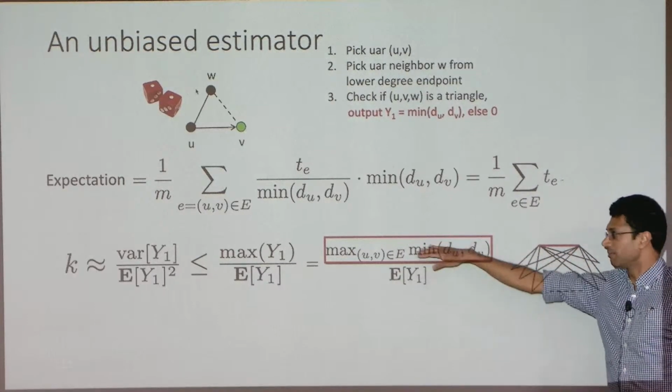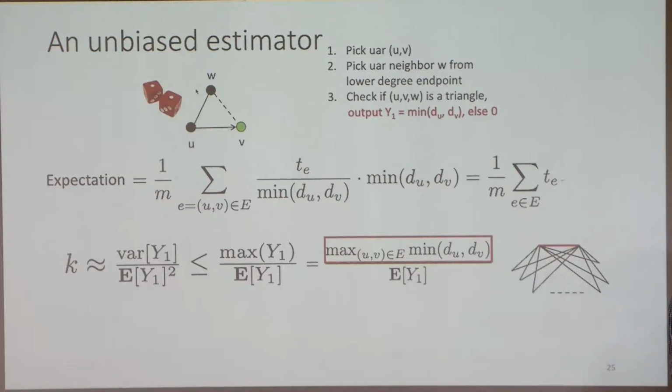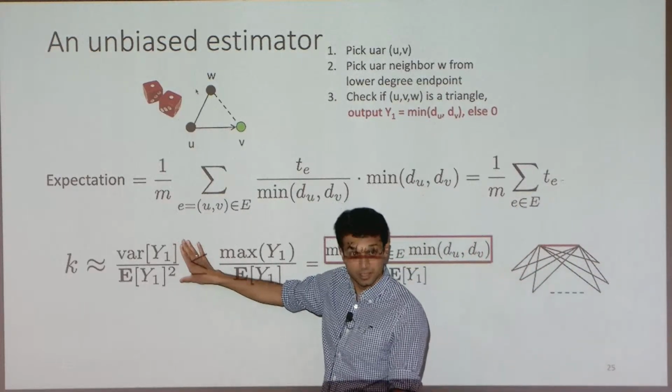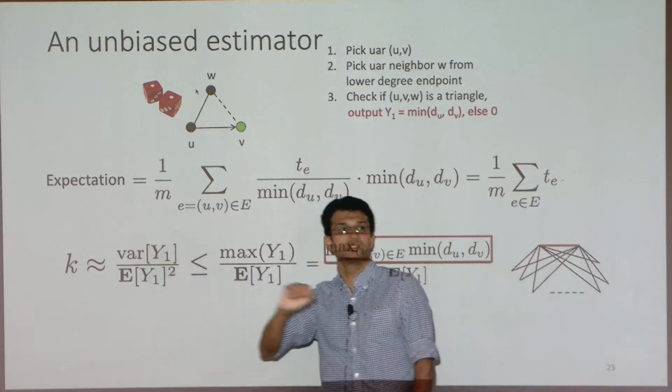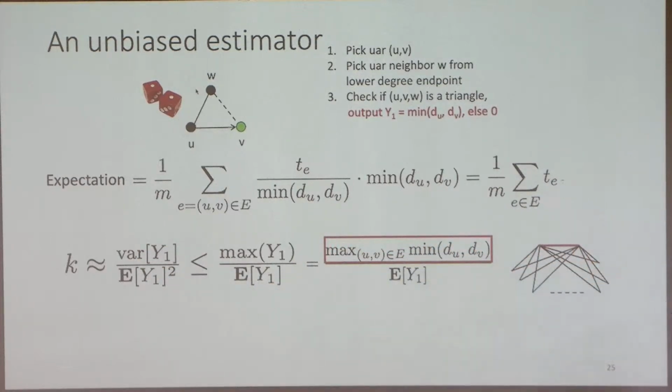So this max is going to be poorly behaved. But what I'm going to show you is, let's go back to this bound here, and I can get the variance to actually be much better behaved with a little bit of tweaking to this procedure, and that's where this Chiba-Nishizaki fact is going to appear.